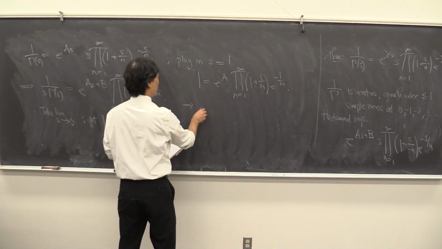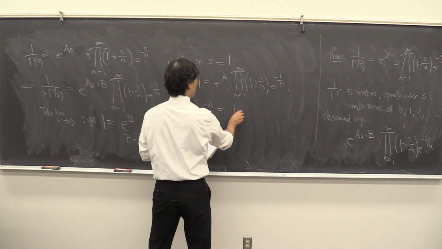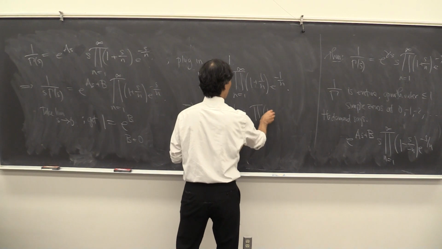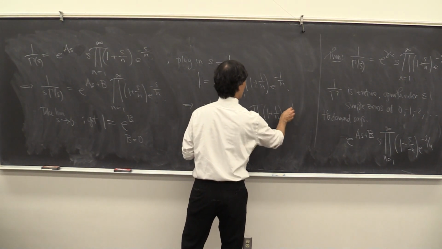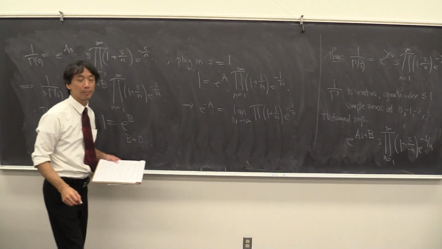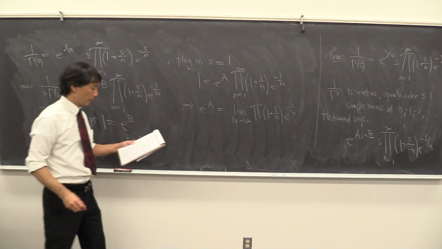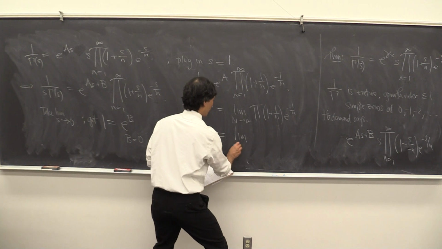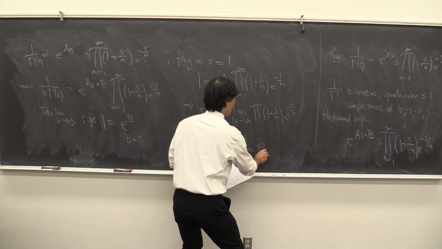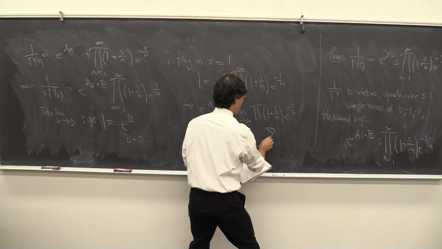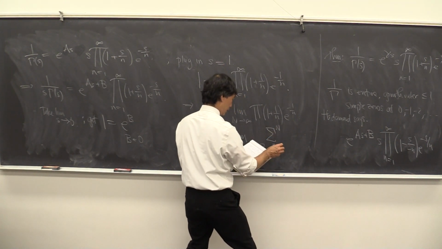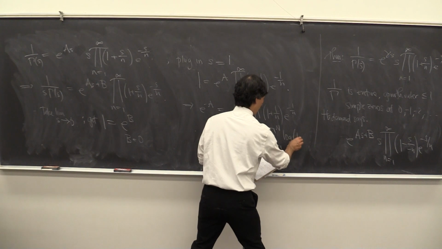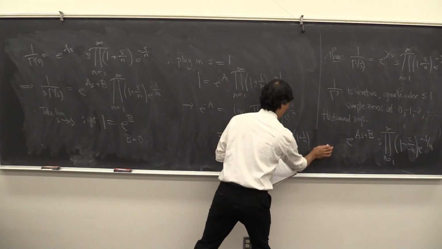That is to say that e to the negative a is the limit as N goes to infinity of this product. But that is the same thing as e to the sum from n equals 1 to capital N of log of 1 plus 1 over n, minus 1 over n.